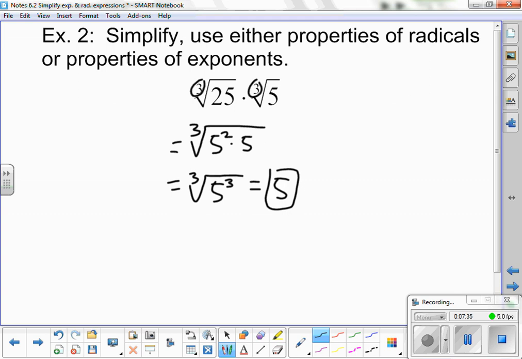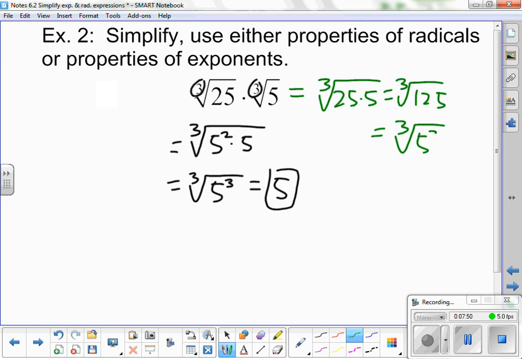Okay. Now I know that some students will want to do this. They'll say, okay, but this I can write as 25 times 5, and just do cube root of 125. 125 is 5 cubed, so that is a 5. I don't really care which way you do this, because they're both valid ways of doing it.